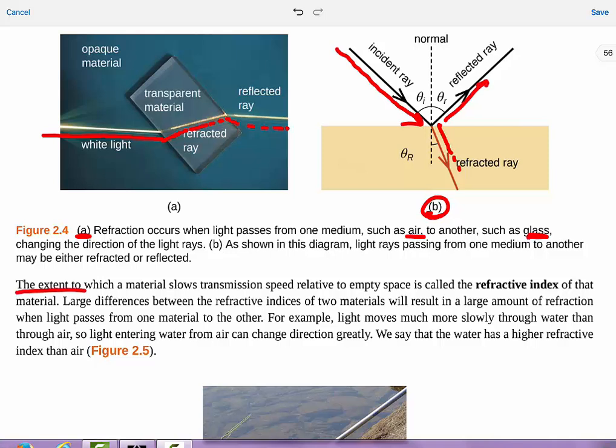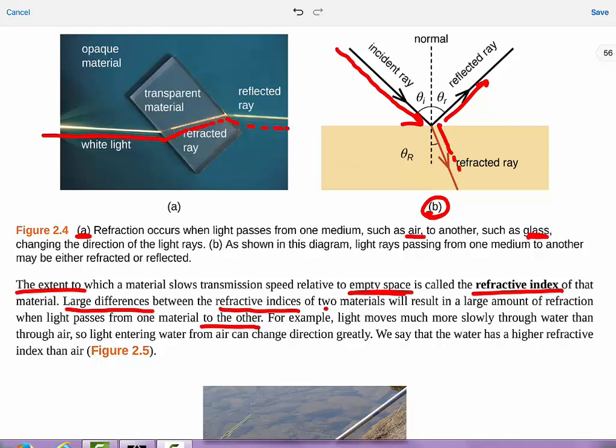The extent to which a material slows that transmission of speed relative to empty space is called the refractive index. So we're talking about the air, right? Empty space. So if the light is going through an empty space or going through air and then is changed by something, that difference is the refractive index. So the difference when it goes into glass, for example, or when it is going into water, for another example, or oil. Large differences between the refractive indices of two materials will result in a large amount of refraction when light passes from one material to the other.